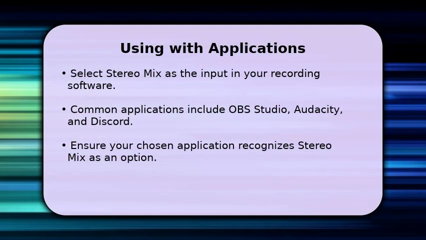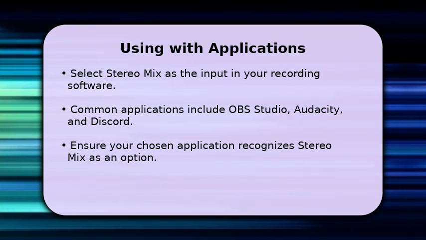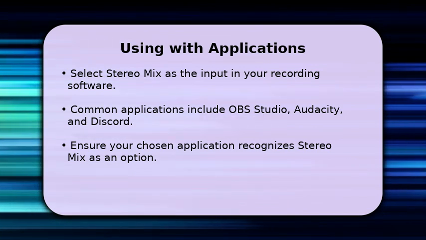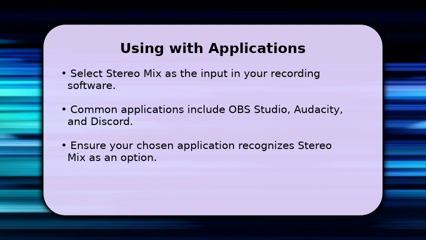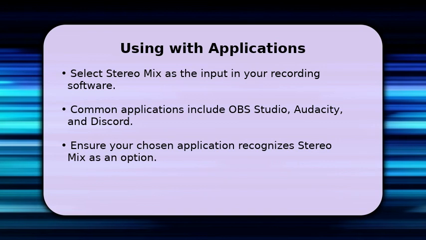Finally, you're ready to use stereo mix with your favorite applications. Open your recording software, like OBS Studio or Audacity, or your communication app, such as Discord. In the audio input settings of that application, select stereo mix as your microphone or input device. This will allow the application to capture all the sounds playing through your computer. You can now record or stream your system audio effortlessly.